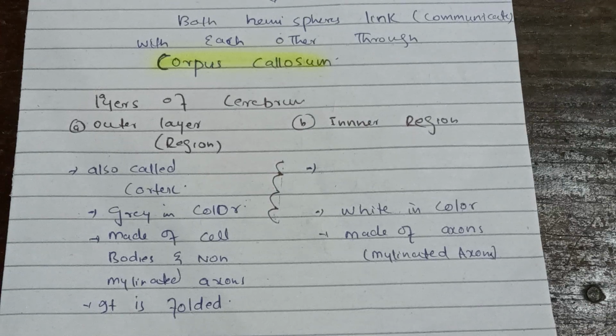You will see it in animals' brains. It is folded, it is gray in color, and it is made of cell bodies and non-myelinated axons. In contrast to the outer region, the inner region is white in color. It is made of axons, myelinated axons.